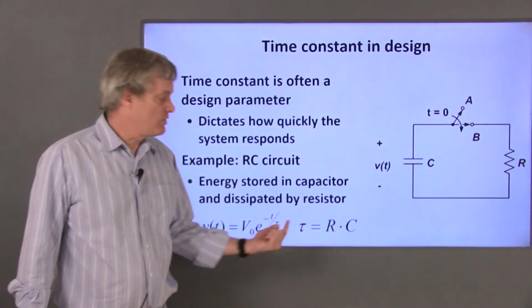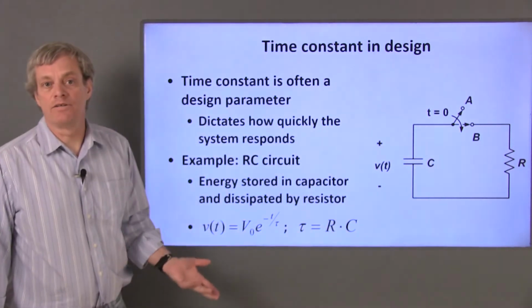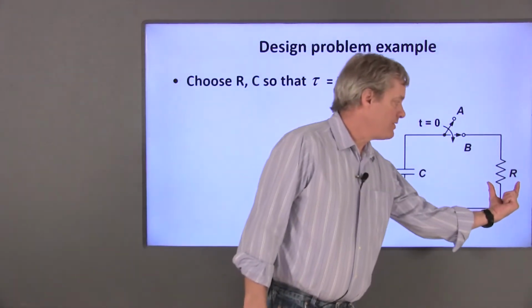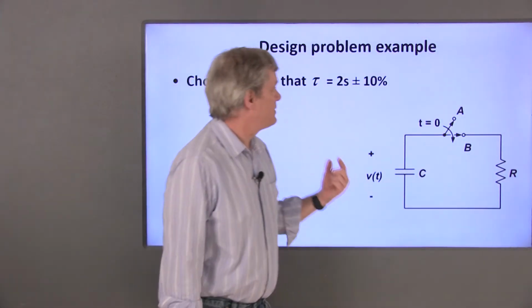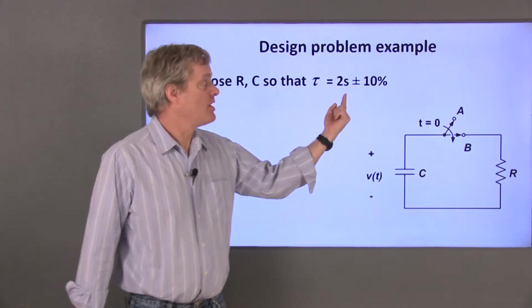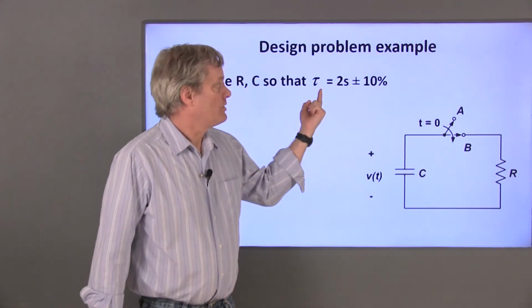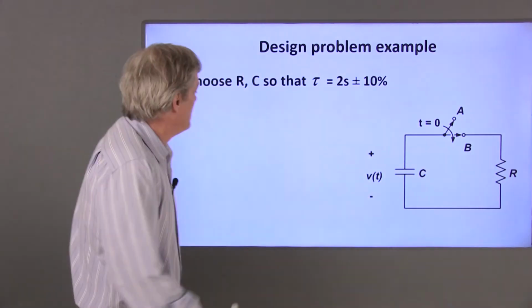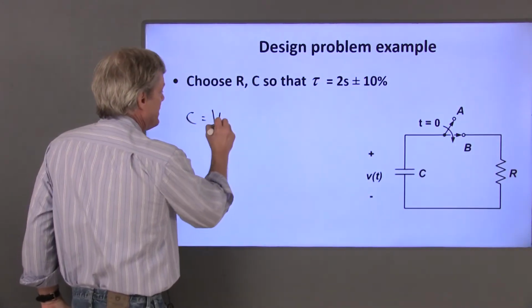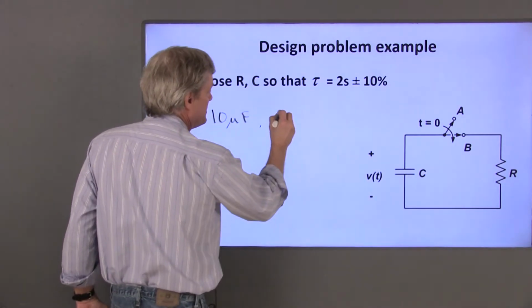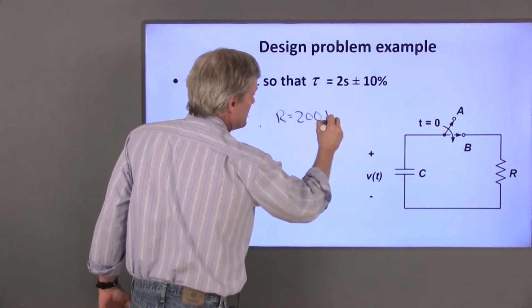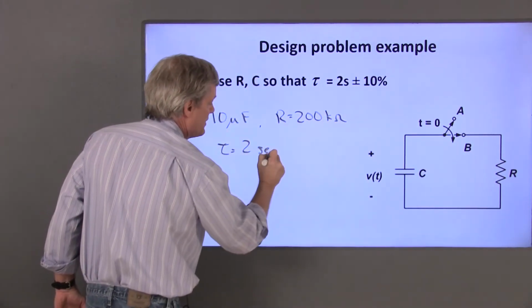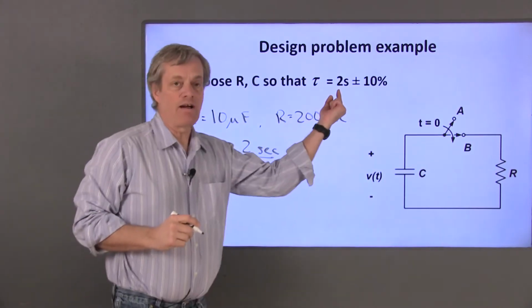We want to choose values for R and C to get a desired time constant. Our design problem is to pick values in this circuit of R and C such that the time constant is 2 seconds plus or minus 10%. So any time constant between 1.8 seconds and 2.2 seconds is fine. So if I choose a capacitance of 10 microfarads and a resistance of 200 kiloohms, and multiply those two numbers together, the time constant is 2 seconds, which is exactly my requirement.